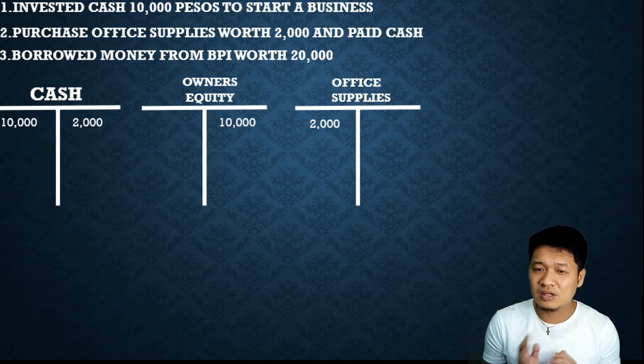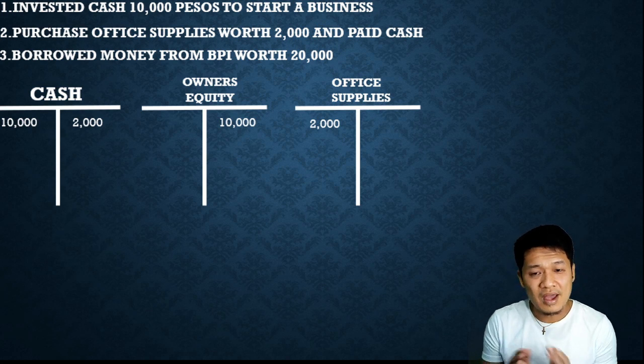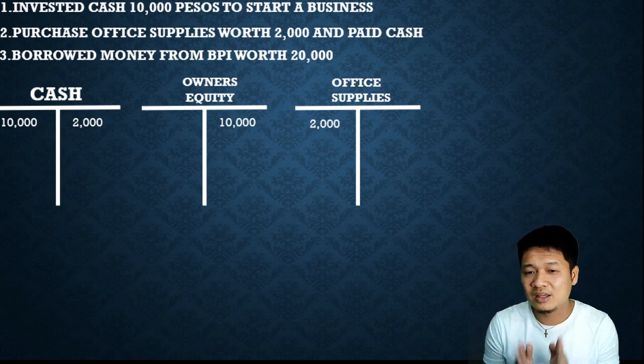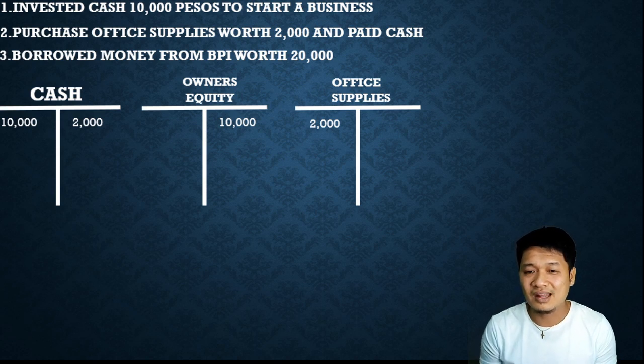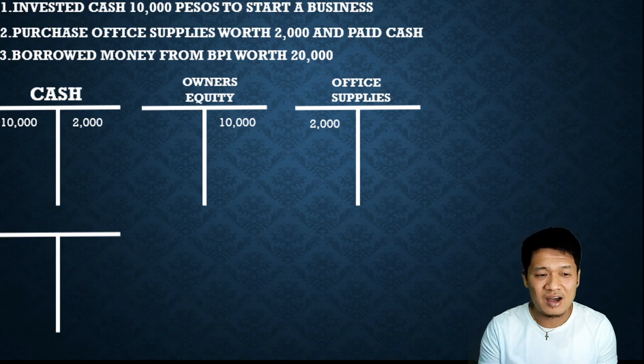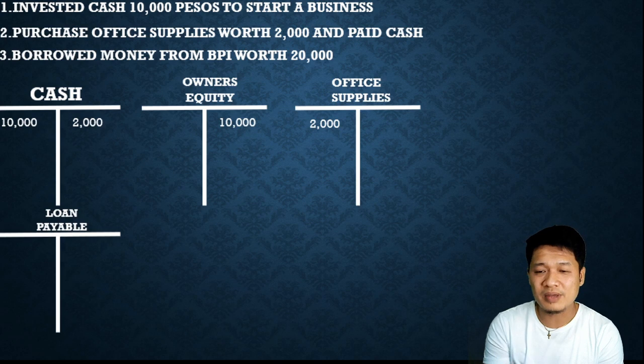Kung nanghiram tayo, ibig sabihin nagkautang tayo. Meron tayong payable. Ang question dito, anong gagawin natin? Accounts, notes, or promissory? Kung i-identify natin dahil pera ang inutang natin, ang gagamitin natin is loans payable. Okay, so we need to create a T account for loans payable. So let's check. Borrowed money, humiram tayo ng pera.